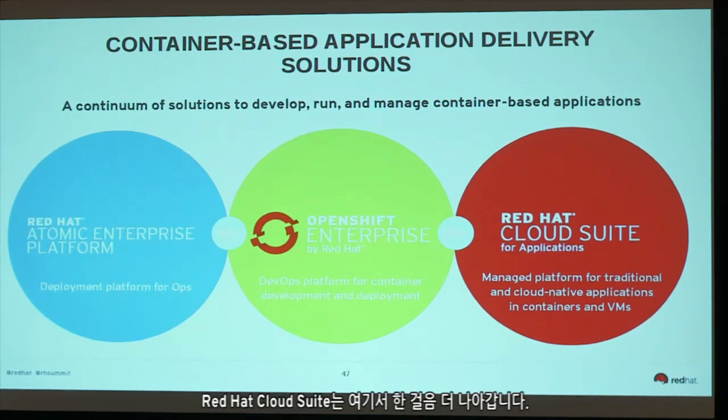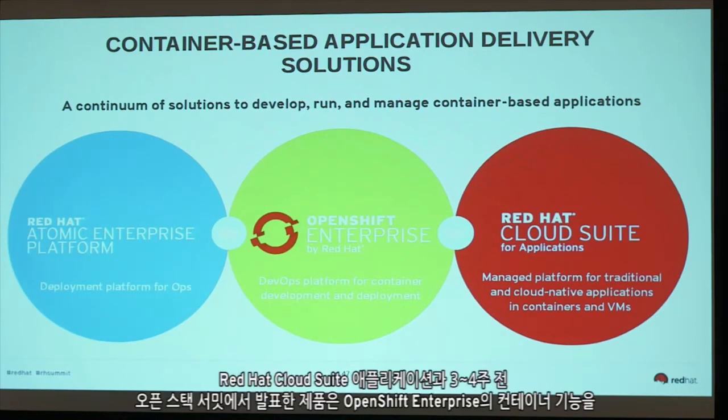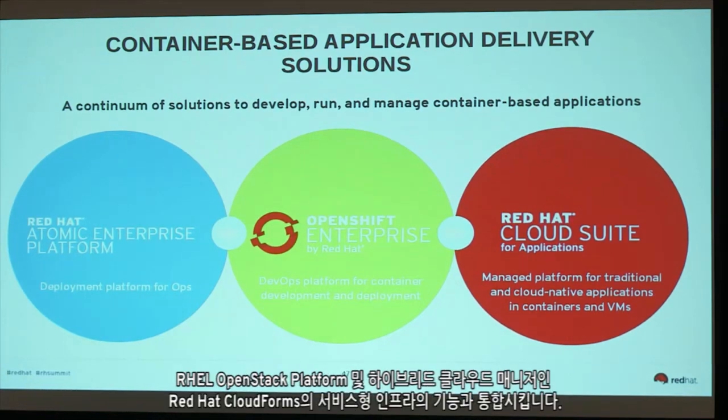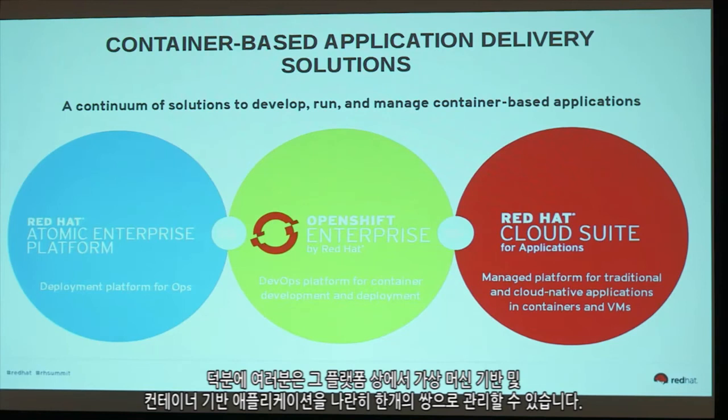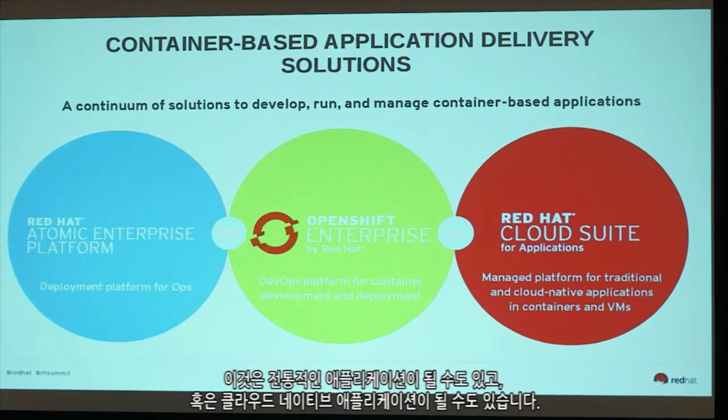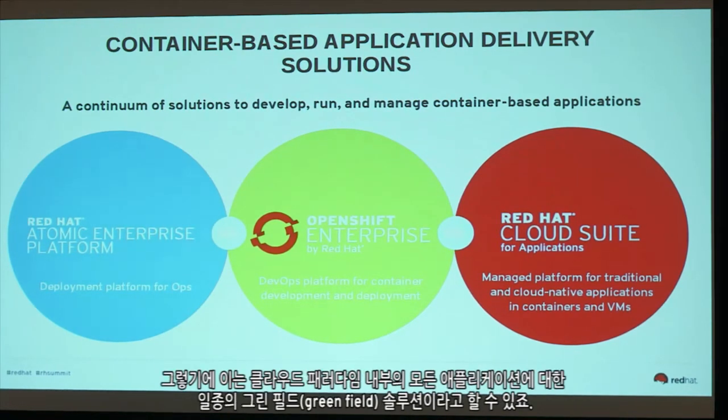Red Hat Cloud Suite now takes it up one notch further. Red Hat Cloud Suite for Applications is an offering we announced 3-4 weeks ago at the OpenStack Summit, which is combining the container capabilities of OpenShift Enterprise with the infrastructure as a service capabilities of RHEL OpenStack platform and Red Hat CloudForms as the hybrid cloud manager. Therefore now becoming the platform on which you can run virtual machine-based and container-based applications next to each other, managed through a single pane of glass, which can be traditional applications or cloud-native applications. So it is kind of a greenfield solution for any applications inside the cloud paradigm.